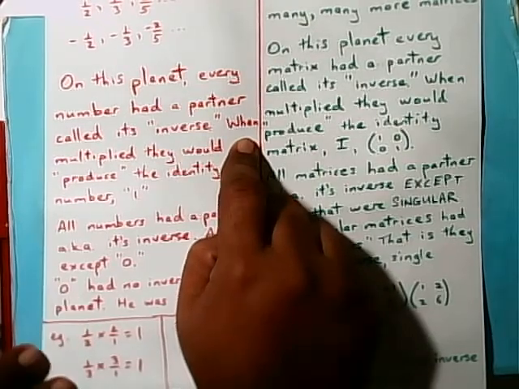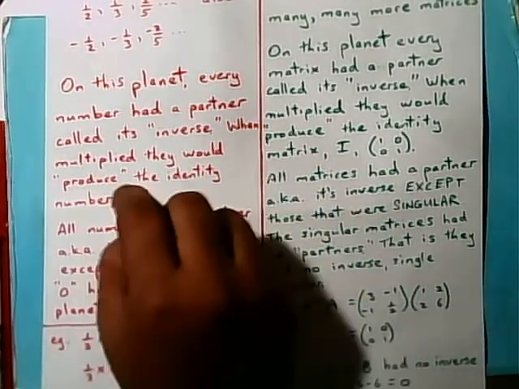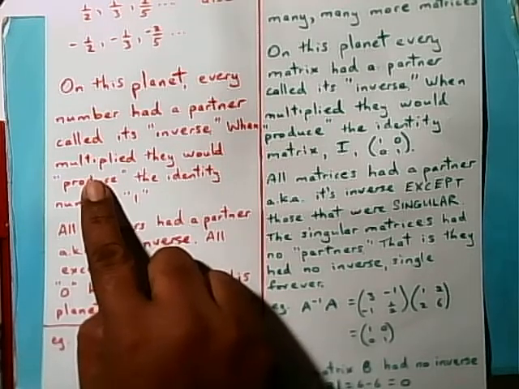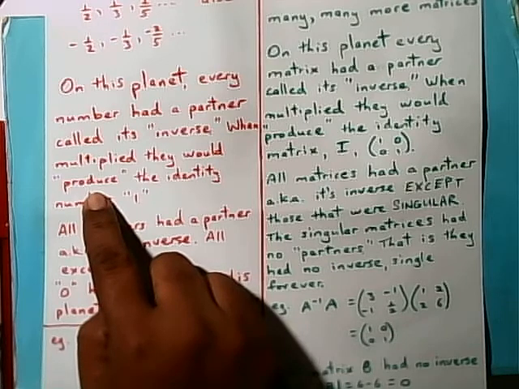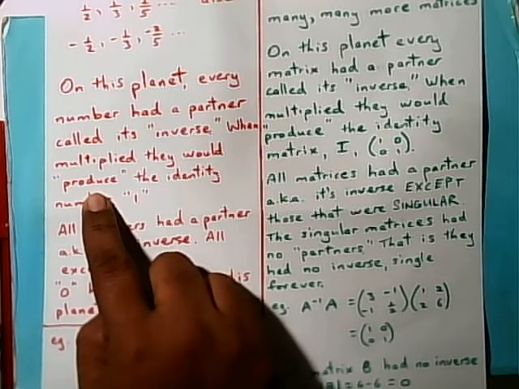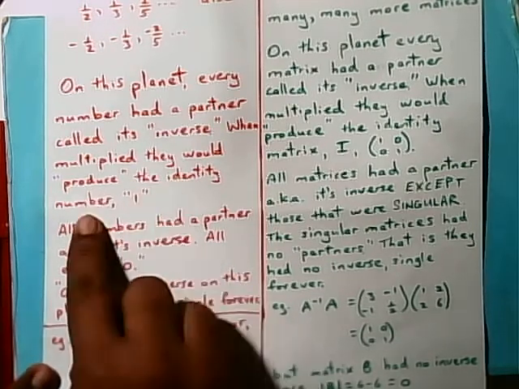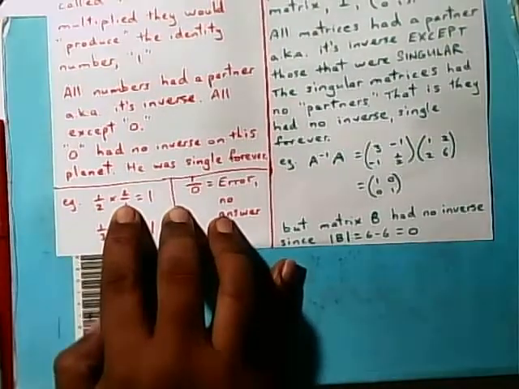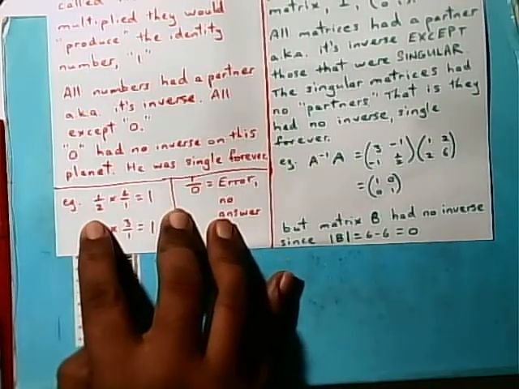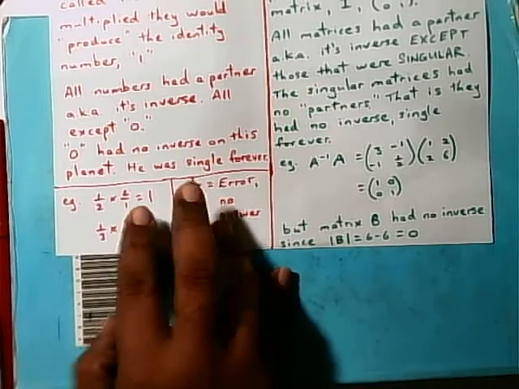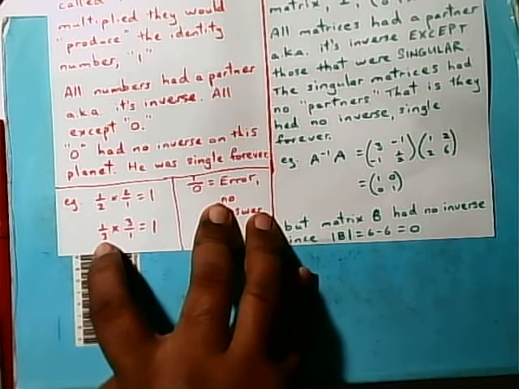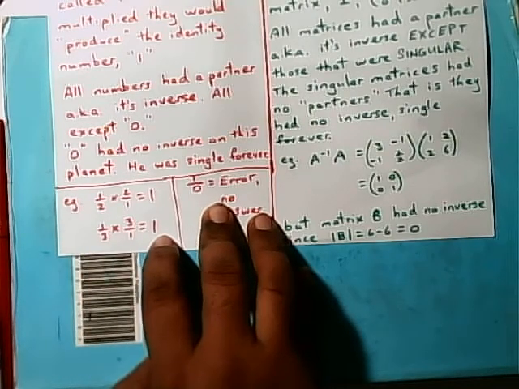Now, when the two numbers came together and they multiplied, they would produce, because when you multiply, you get a product, right? So they would produce the identity number, which is 1. For example, here, the inverse of 2 is a half. A half times 2 equals 1. And the inverse of 3 is 1/3. When 1/3 multiplies to 3, you get 1.